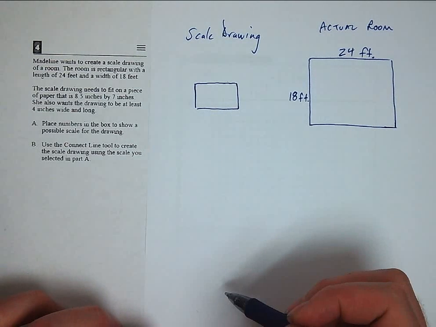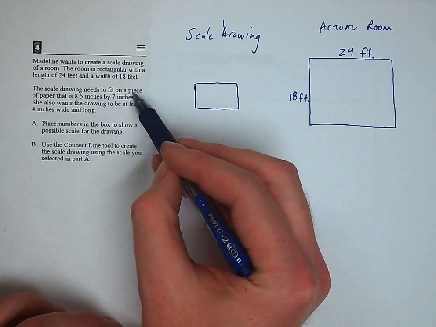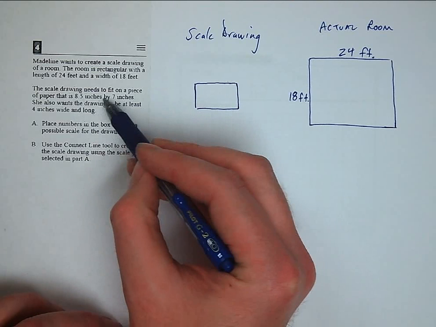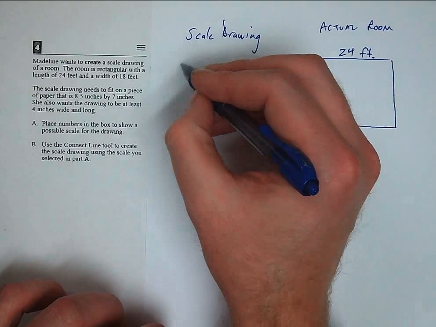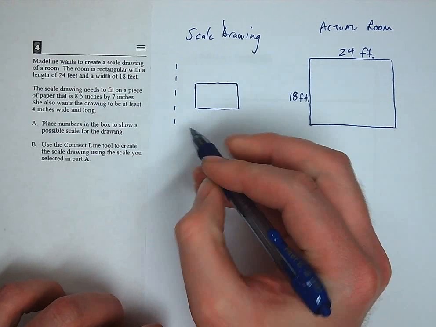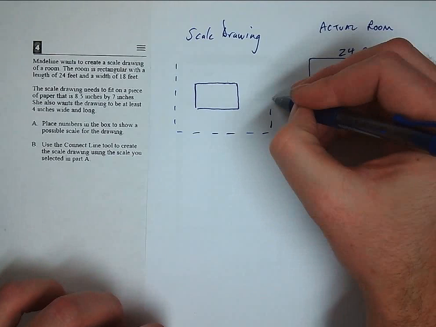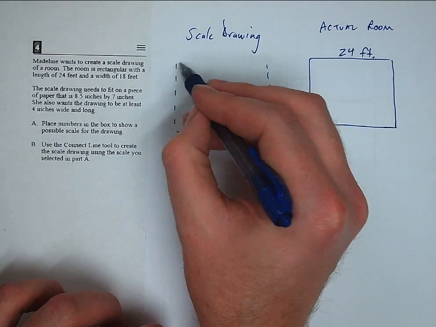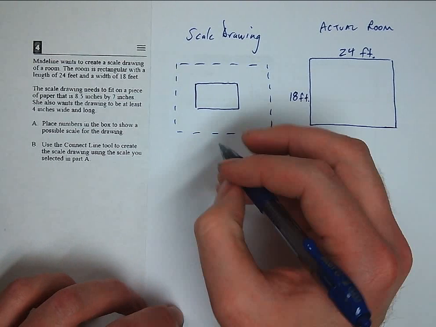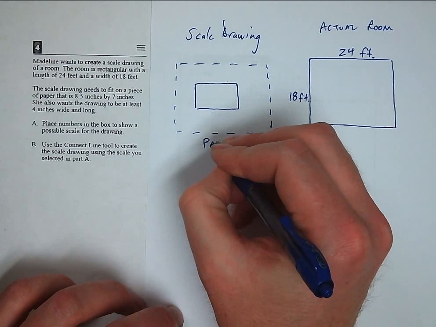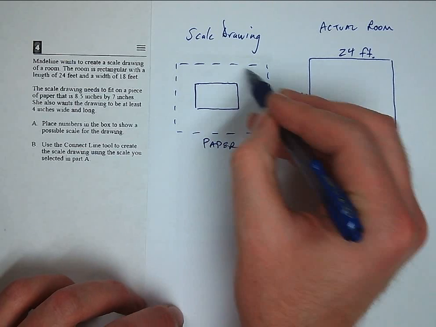Okay, so here we are. The scale drawing, this drawing, needs to fit on a piece of paper that's 8.5 inches by 7 inches. So this drawing is going to have to fit on a larger piece of paper. So what I'm currently doing now is outlining what we can assume would be the actual piece of paper itself, and usually pieces of paper are also rectangular. So this outline is the paper, and this smaller drawing is going to need to fit on that paper.